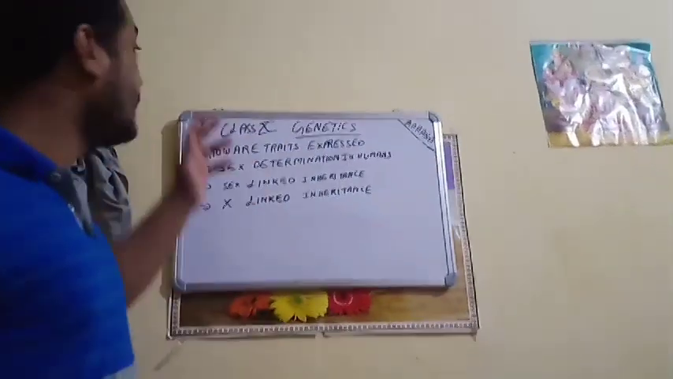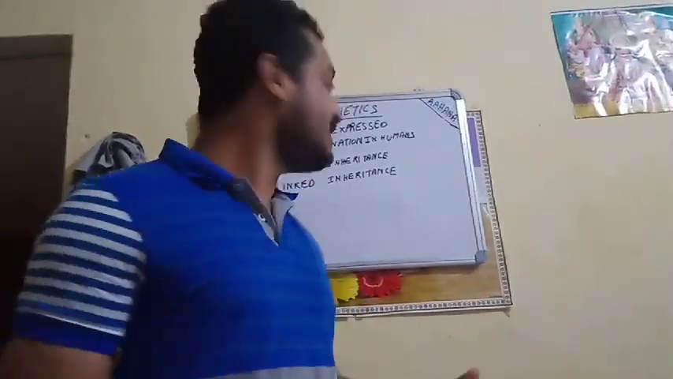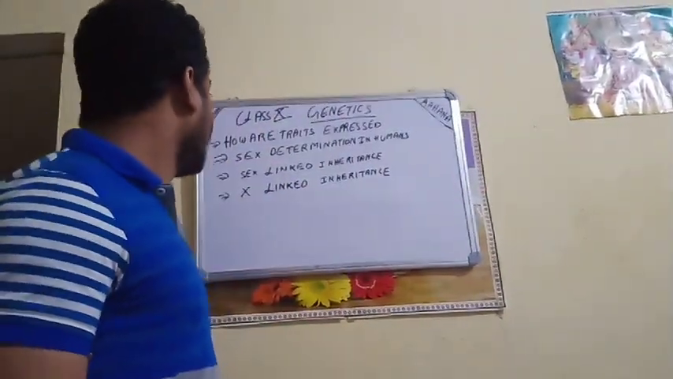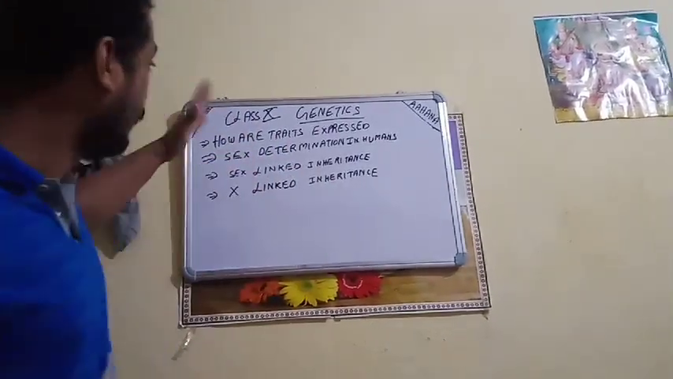Today, this class is for class 10 standard genetics. As we all know, we have seen the dihybrid cross in the previous class. This class is for genetics. Yesterday, in the previous class, we have seen dihybrid cross. Today, we will see these four topics.